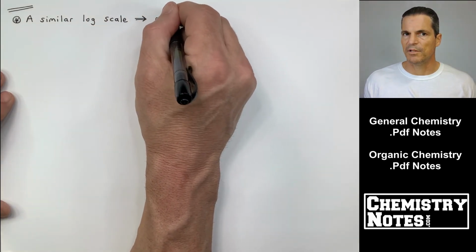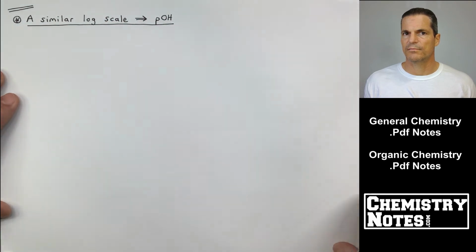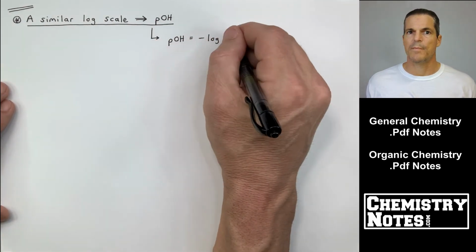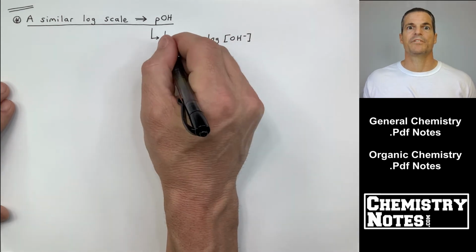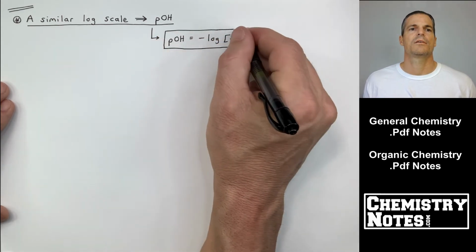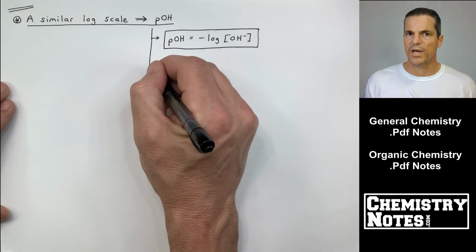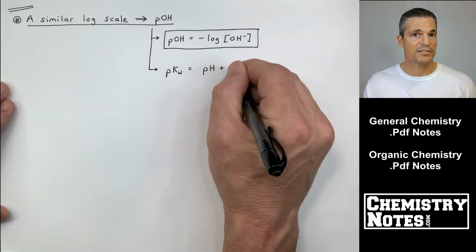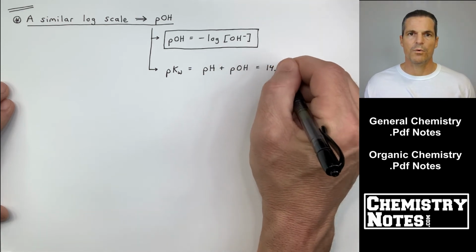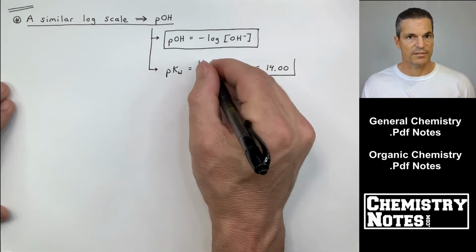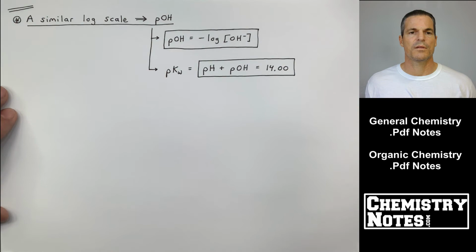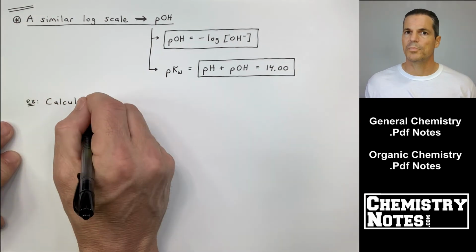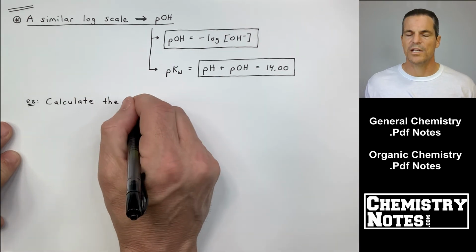There is a similar log scale for pH, but using the OH minus ion. Remember, OH minus is your representative base concentration. So a similar log scale for pOH. First of all, pH was minus the log of H plus, so pOH is minus the log of OH minus. Very straightforward. pKw is equal to the pH plus the pOH, which is equal to 14.00.